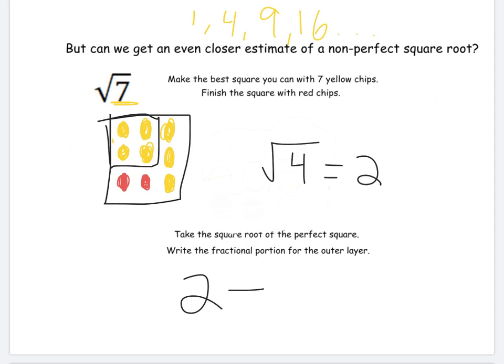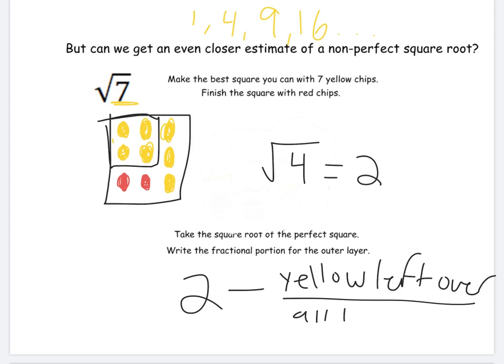Then I want to take the fractional portion. So the fractional portion is the total yellow left over, all left over. So how many yellow are left over? I have 1, 2, 3. And then out of the total left over, are all left over, I have 4 and 5 left over. So my fractional estimate would be 2 and 3/5.